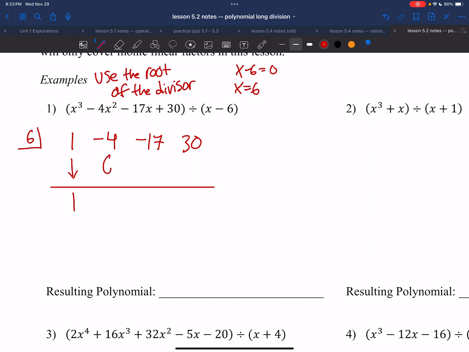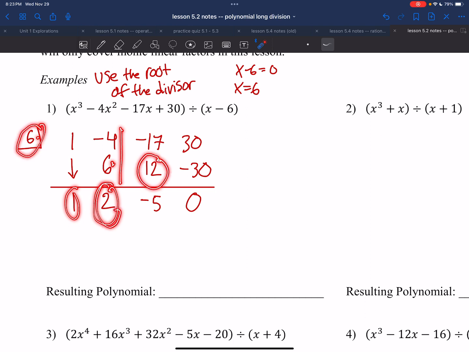So this is what this looks like. 1 times 6 is 6. Negative 4 plus 6 is 2. 2 times 6 is 12. And negative 17 plus 12 is negative 5. Negative 5 times 6 is negative 30. 30 minus 30 is 0. And you're done. The synthetic division has worked. Hooray! You'll notice, 1 times 6 is 6. This added is 2. 2 times 6 is 12. This added is negative 5. Negative 5 times 6 is negative 30. I just want to be sure that that's clear to you in the video, okay?